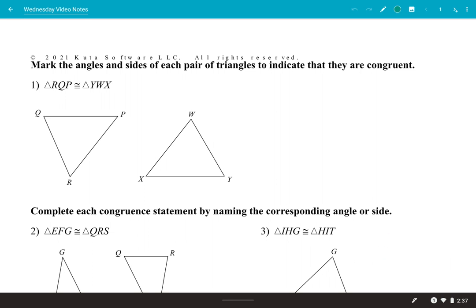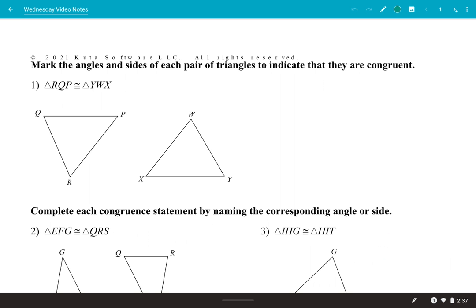Okay, for Wednesday's video lesson, we're going to go over triangles, how to mark the angles and the sides of each triangle to prove that they are congruent. Congruent, if you remember, means equal. How to find a corresponding side or angle, and then how to make a statement, a triangle statement.